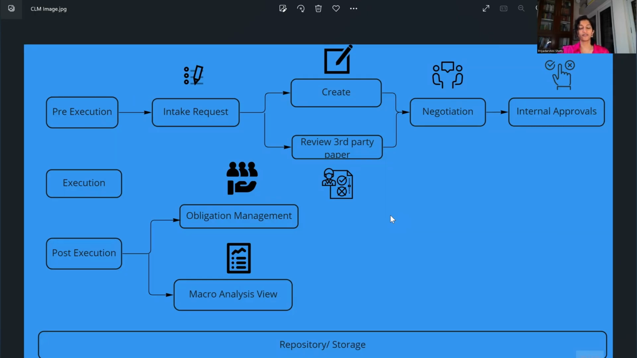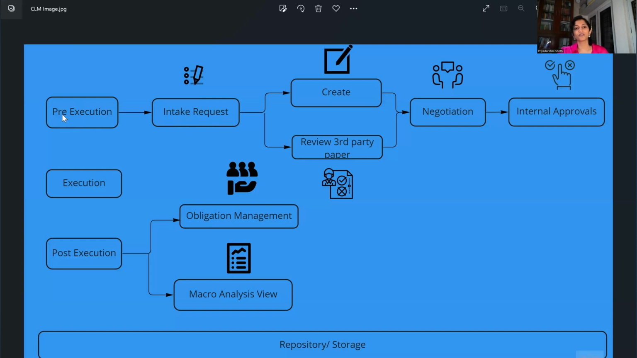So when thinking of the entire life cycle of a contract, I like to put it into 3 buckets. Pre-execution, which is everything that you need to do before executing the contract. Execution, which is the signing of the contract. And post-execution, which is everything that needs to be done once the contract is signed and executed. So let's jump into these buckets, starting with pre-execution.